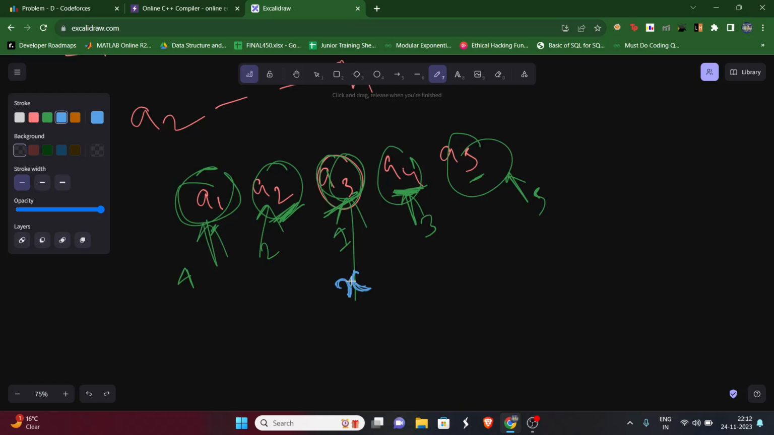The next monster he hits, that is a2 in our case, will be hit by power X minus 1, and the next monster he hits, that is this third monster, a4, will be damaged by power X minus 3. Then the fourth monster is this one. Sorry, here it will be X minus 2, and here it will be X minus 3. Similarly, this fifth monster we hit will be damaged by power X minus 4.